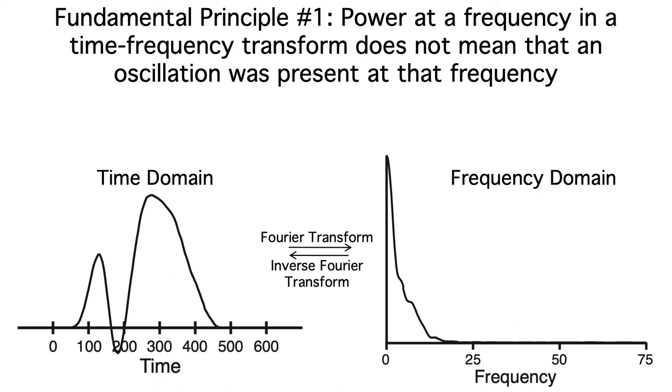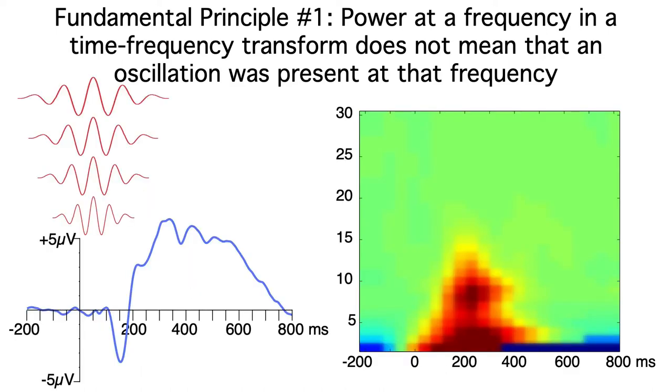With standard Fourier analysis, you can reconstruct any waveform by summing together a bunch of sinusoids, but that doesn't mean that the brain signal actually consists of a set of sinusoids. Activity at 8 Hz in the Fourier transform doesn't mean that the brain was oscillating at 8 Hz. Similarly, in time frequency analysis, you can reconstruct any time domain waveform by summing together a bunch of wavelets, but that doesn't mean that the waveform actually consists of a set of wavelets.